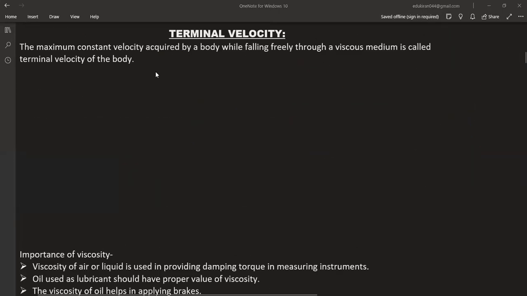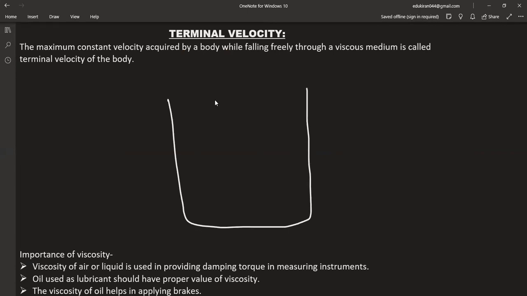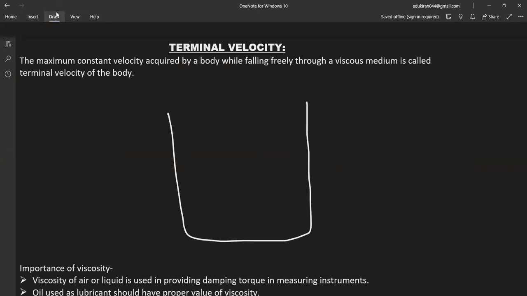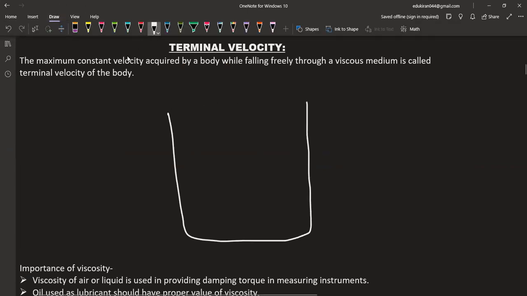Now, starting with terminal velocity, the maximum constant velocity. The definition we'll see later. First, I'll give an example. Suppose this is a bucket and I have filled it with a viscous medium, like honey or glycerine. If you notice, there's a difference between the densities of both the substances.